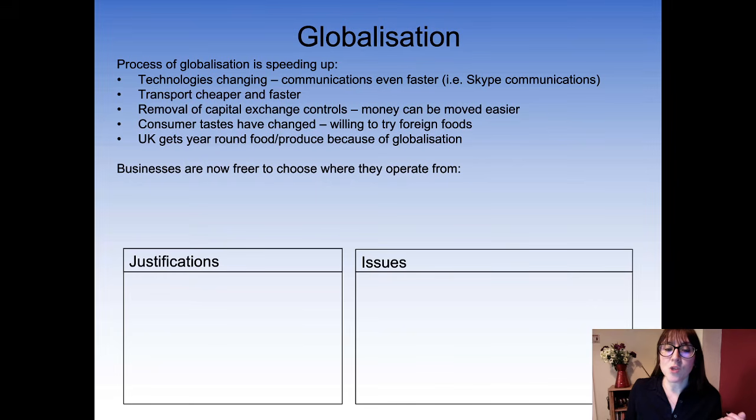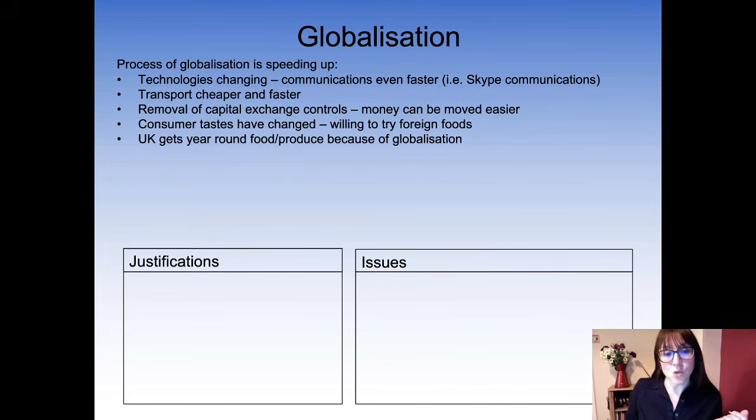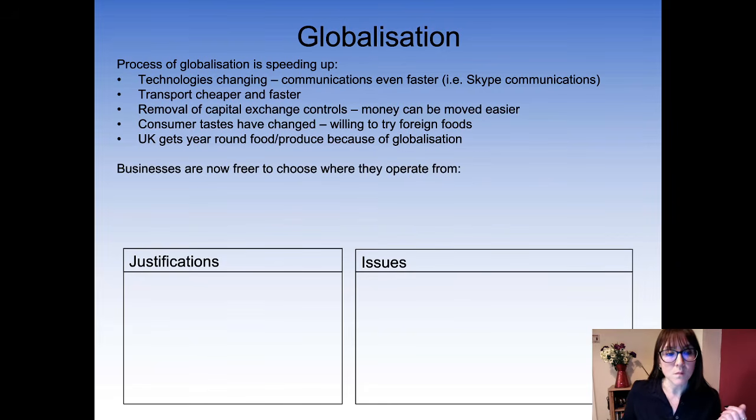Businesses are now freer to choose where they operate from. Sorry, just going back to that point as well, it's very interesting if you have a look when your mum or dad or whoever it is does the shopping, have a look at a lot of the labels because it actually says where the food is from, certainly fresh fruit and veg. So, for example, have a look where your strawberries, your apples and your oranges have come from, because again, it says the country of origin. This is because of globalisation. Businesses are now freer to choose where they operate from.